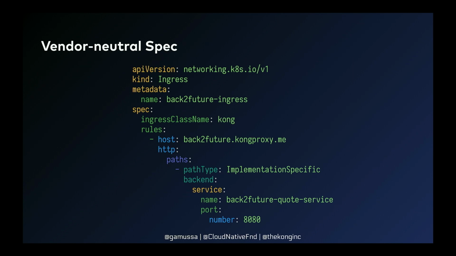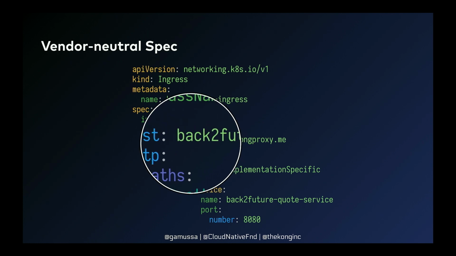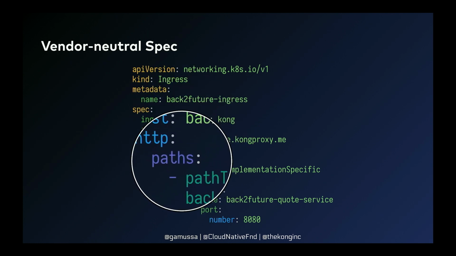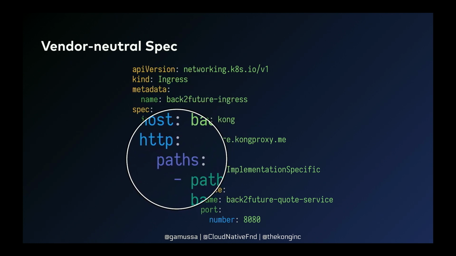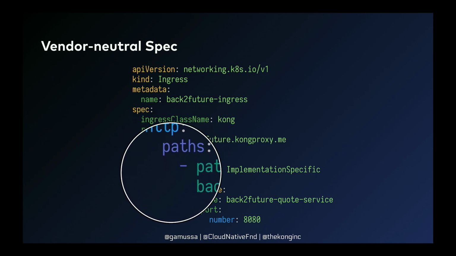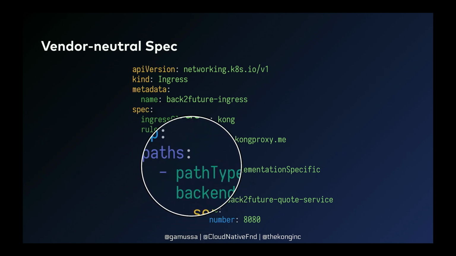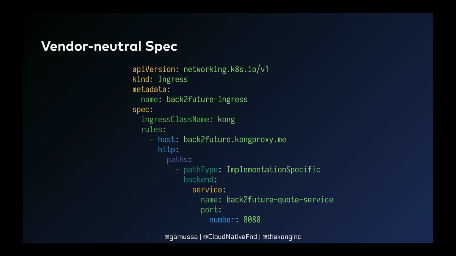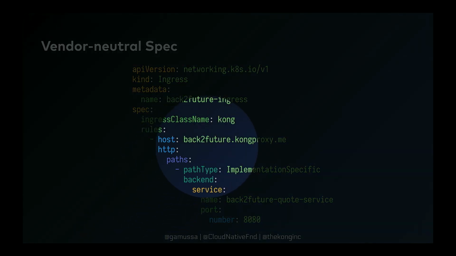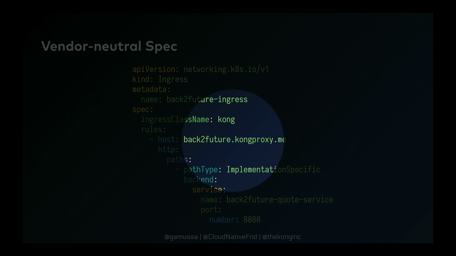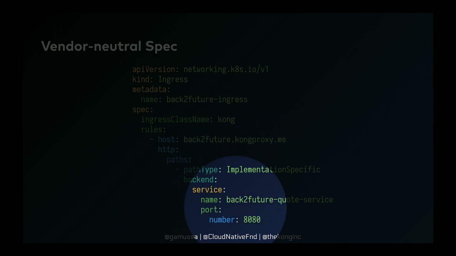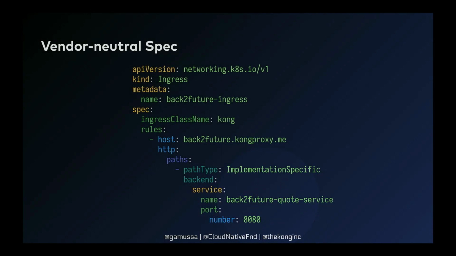So what is Ingress? It has multiple interesting things. First of all, it has different paths that you can configure. In this case, one of the paths that I want to expose will be routed by host name. So every time I hit this ingress with a host header, I want to be routed to my Back to the Future quote service. How does it work? Let's take a look.